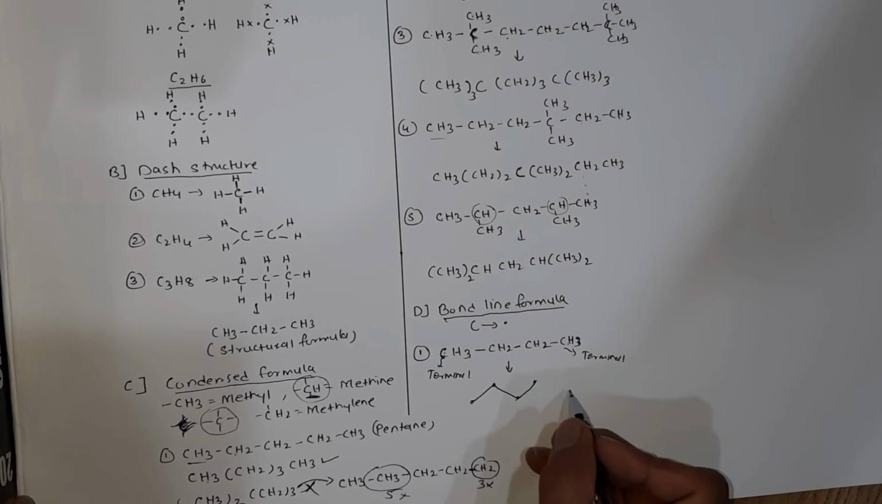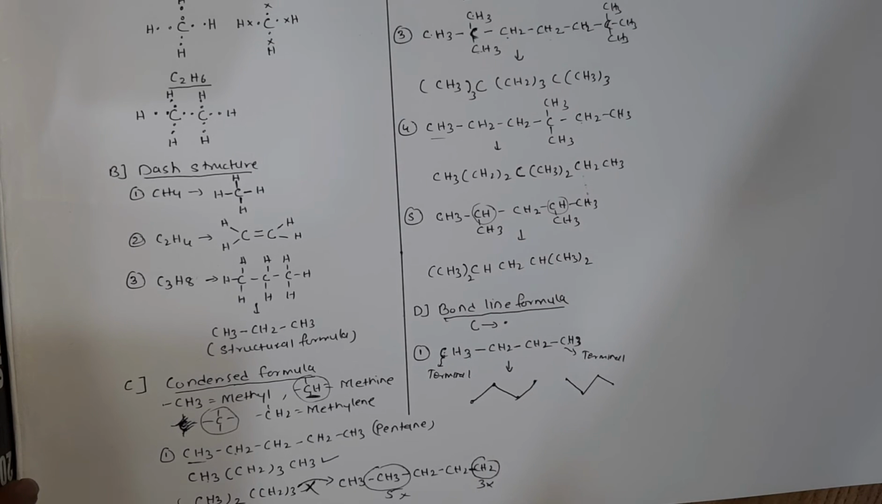If someone makes the structure like this, 1, 2, 3, 4, no problem. It makes sense. If you make a structure like this, 1, 2, 3, 4, no problem. It makes sense. All 4 carbons are distinguished. But if you make a structure like this, 1, 2, 3, 4, all attached together in a single line, this is wrong. You have to distinguish them.